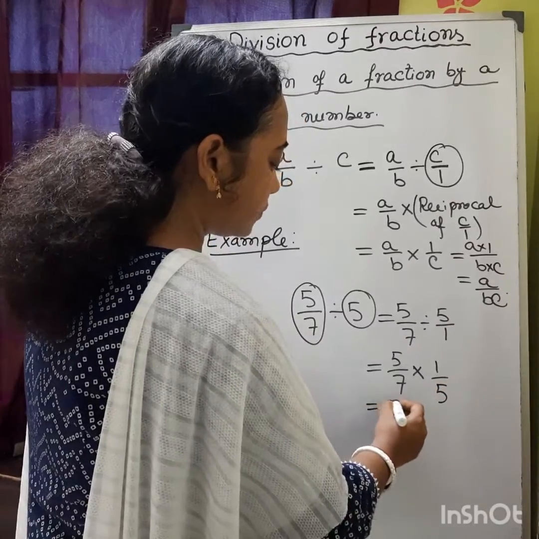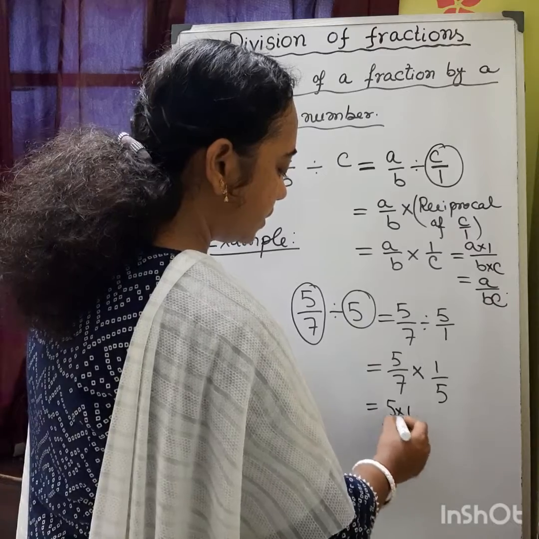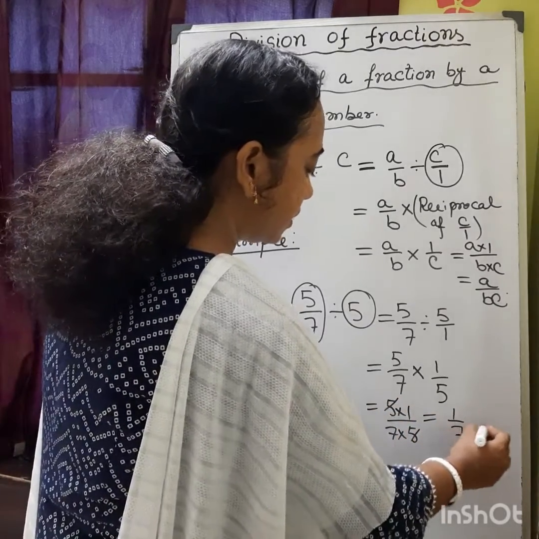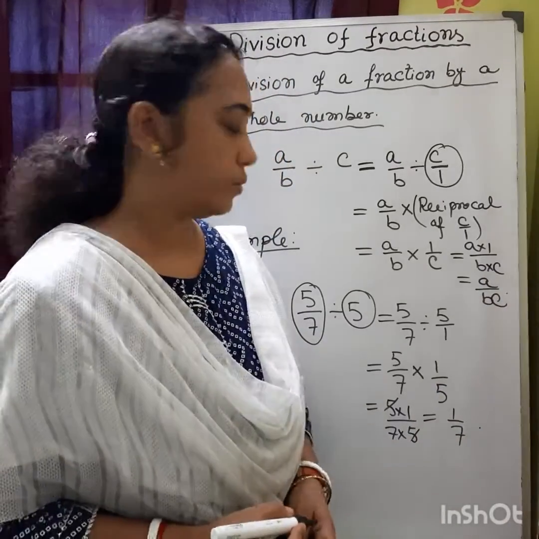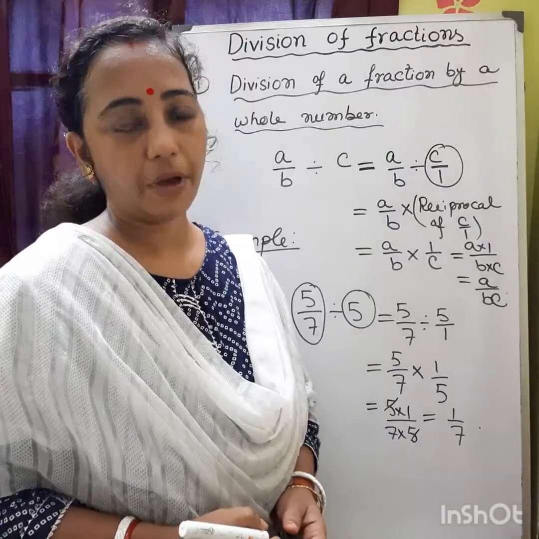So now we write 5 multiplied by 1 by 7 multiplied by 5. So these two 5s will cancel out. So this becomes 1 by 7, which is the required result when we divide 5 by 7 by 5.